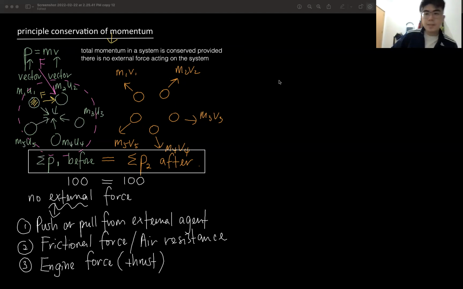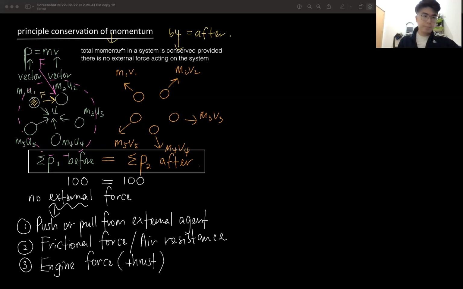What does it mean by conserve? The word conserve means before equals after. So if I say total momentum in a system is conserved, that means total momentum before equals after.